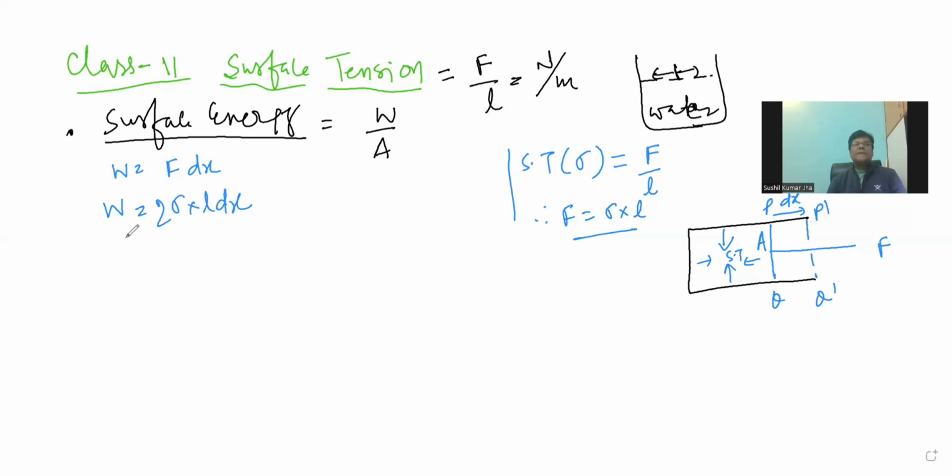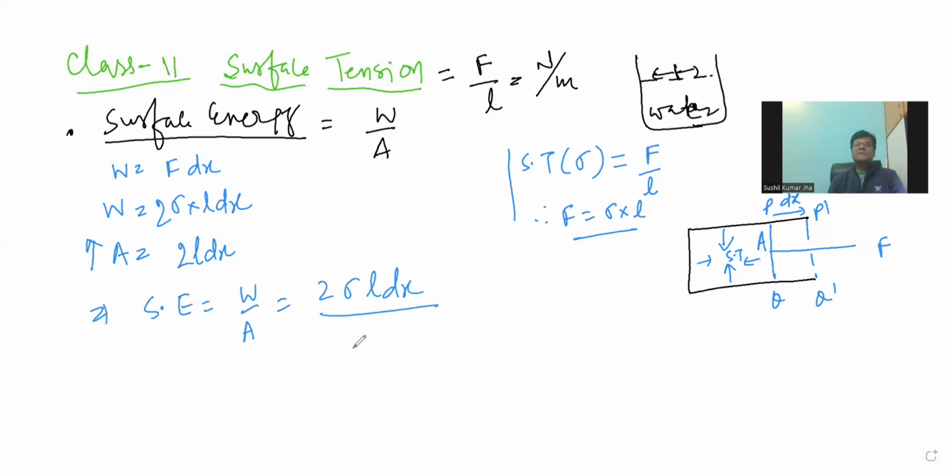So how much is the increase in area? When we talk about increase in area, it is length into breadth. Length is L and breadth is dx, but we take 2 times because force of surface tension is effective on both the sides. So if you try to find surface energy, it is W by A, which is 2 sigma L dx divided by 2 L dx. So we are left with sigma only. So surface energy is equivalent to the surface tension.